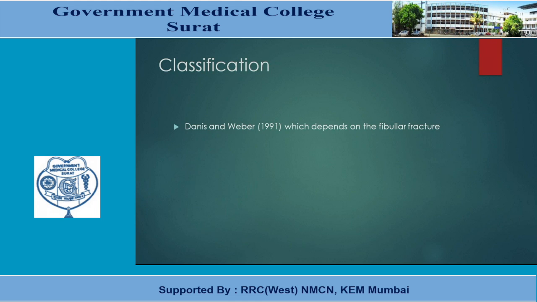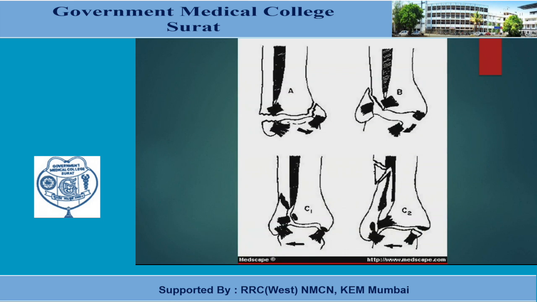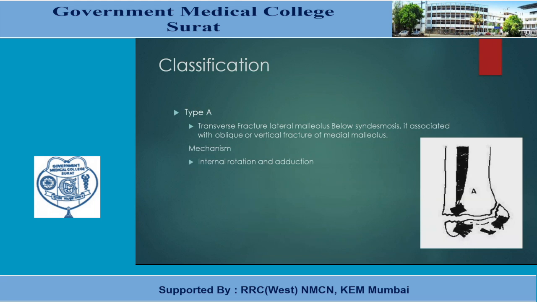Now the classification. It depends upon your foot injury. Okay, the first is the Danis-Weber A classification, in which there is the fibula, talus and medial malleolus. The most common injury is a transverse fracture of the lateral malleolus below the syndesmosis, associated with an oblique and vertical fracture of the medial malleolus. The mechanism of injury is internal rotation and adduction. Okay, so first is fracture of the fibula. The talus is pushed and there is a fracture of the medial malleolus.